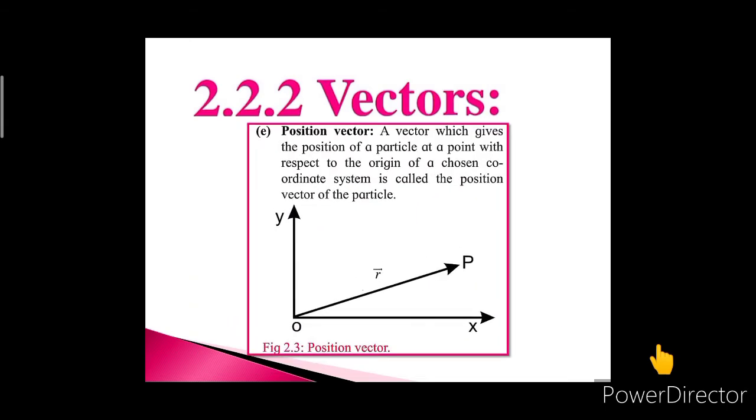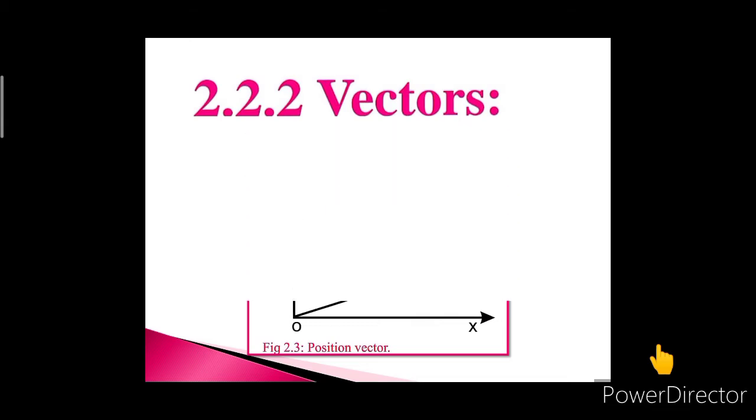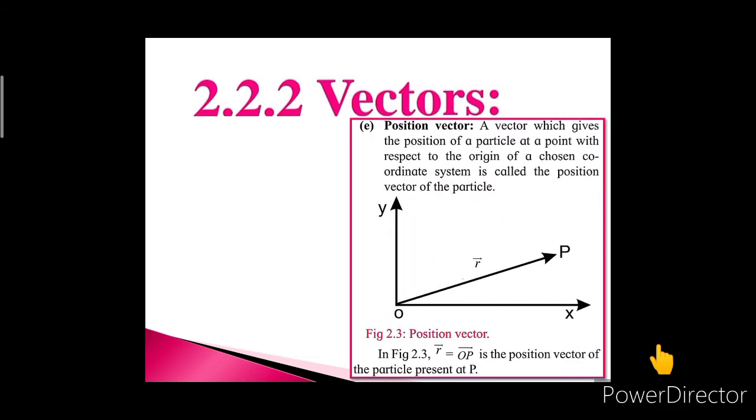Then next we had seen the position vector. A vector which gives the position of a particle at a point with respect to the origin of a chosen coordinate system is called the position vector of the particle. Here point P indicates the position of the particle with respect to the origin, so that vector R, which is equal to vector OP, is the position vector of the particle present at point P.